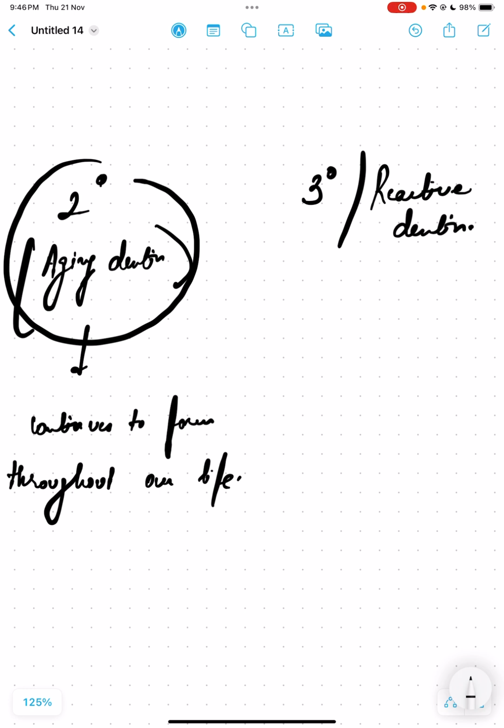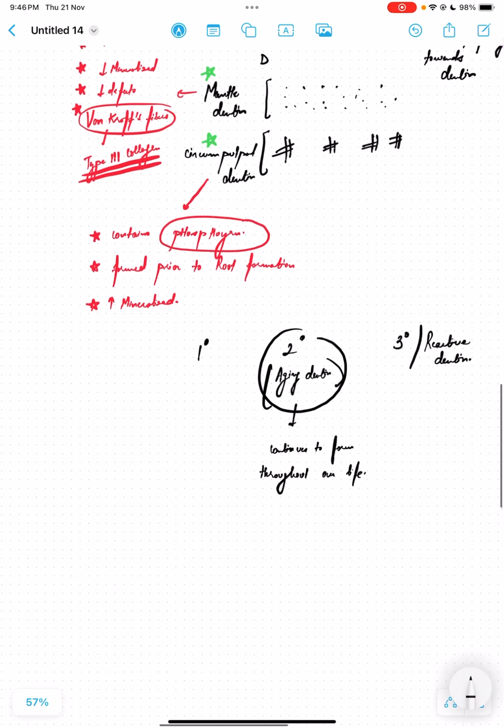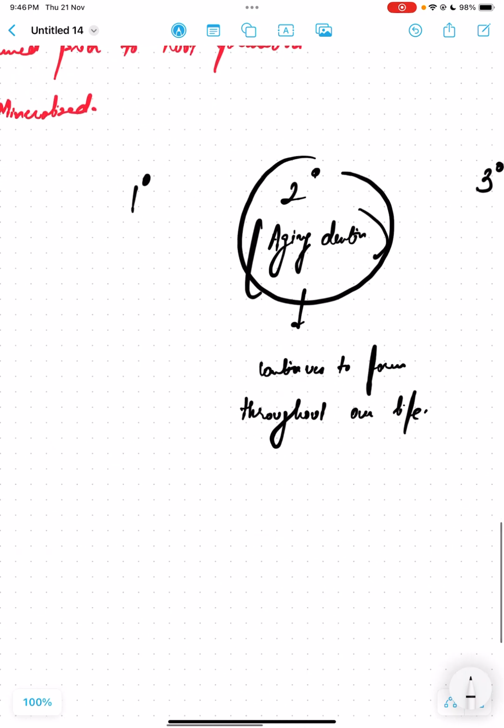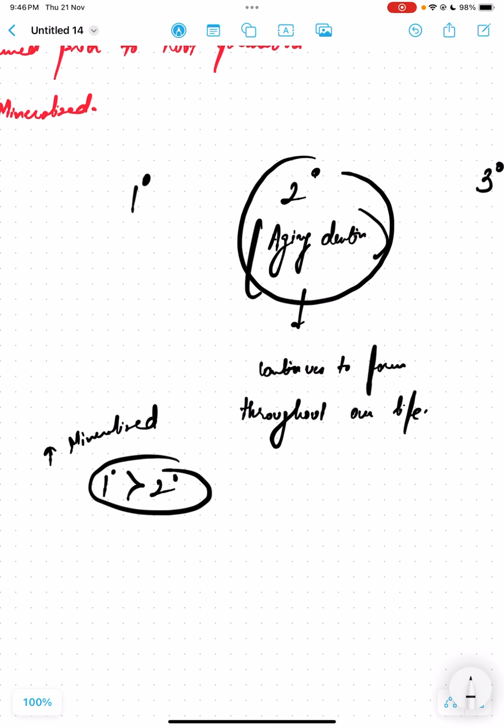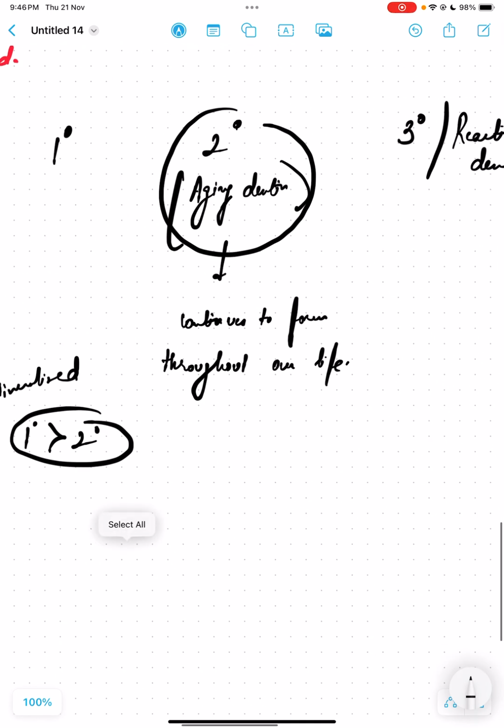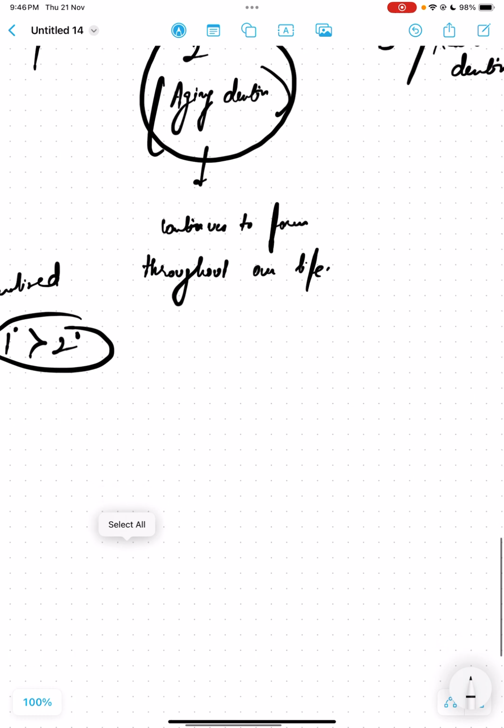Okay, this is the most important thing that all of you have to remember about the secondary dentin. Amongst the primary dentin and the secondary dentin, primary dentin is highly mineralized as compared to secondary dentin. It is called aging dentin because as the person's age increases, its formation also progresses with it. Okay, now we will study something called pulp recession.